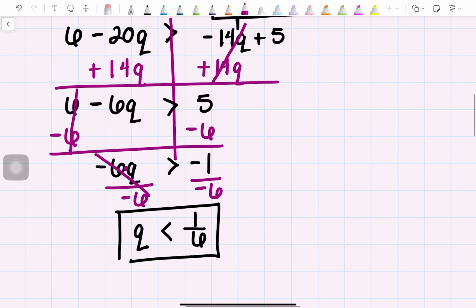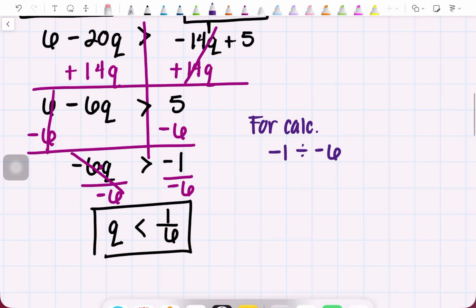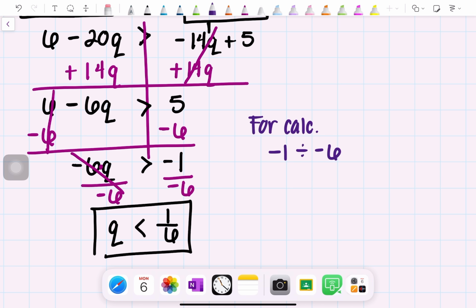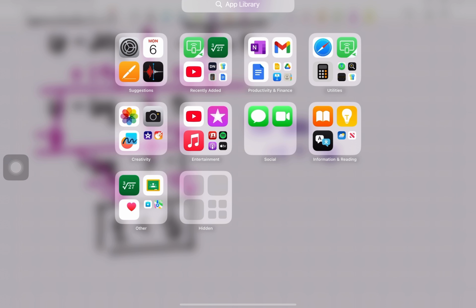Now, if you're going to be using the calculator, we can check. I could enter it in the calculator. So for the calculator, you're going to do a negative 1 divided by a negative 6. Let's see, negative 1. Oh, where's my calculator? Right here. Nice.